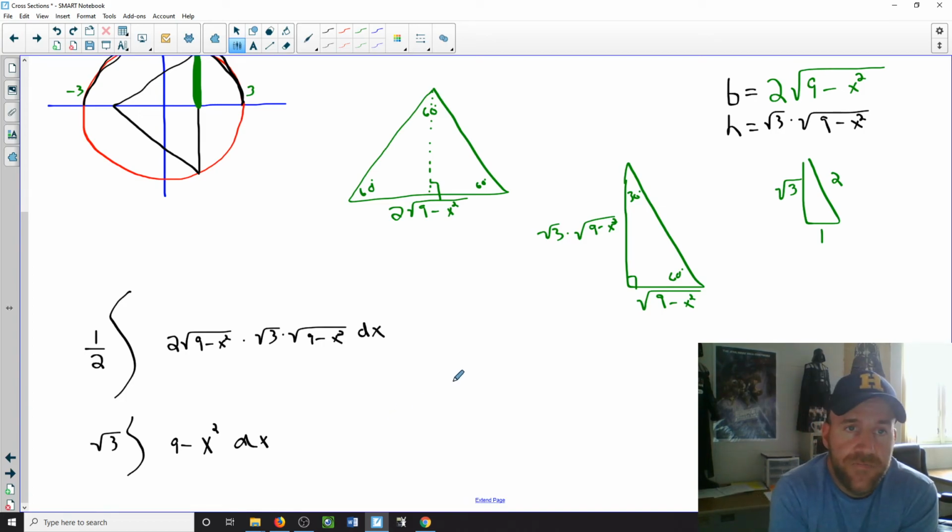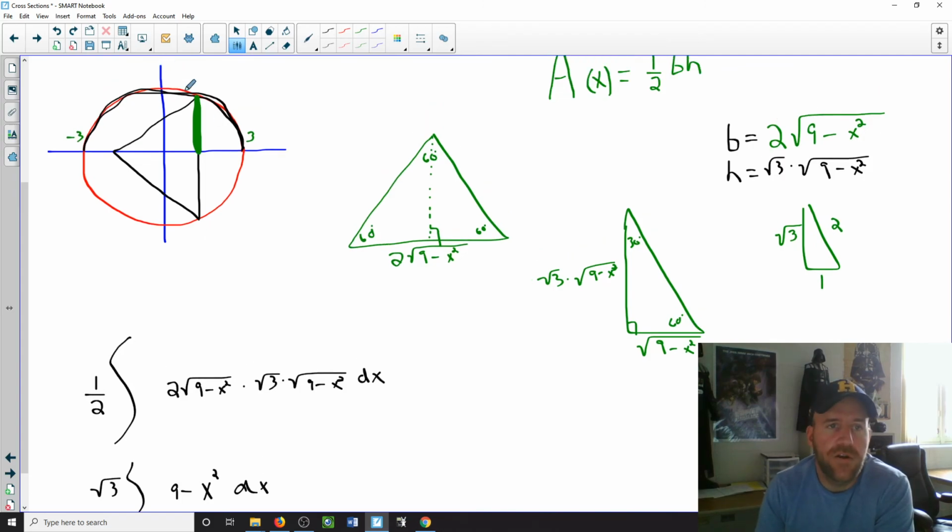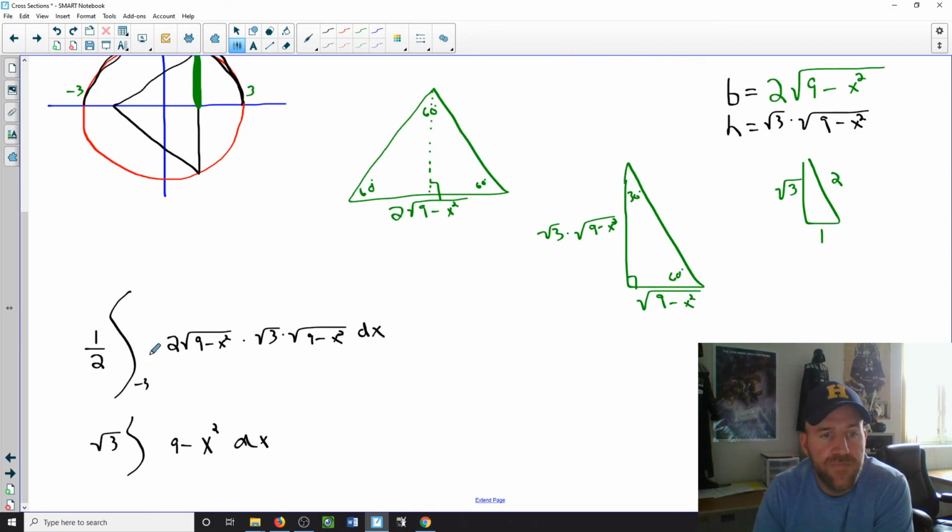Now we need to talk about our boundaries. It's usually one of the first things I do, but I wanted to come back to this. Keep in mind, we are going this entire distance. We're taking a bunch of equilateral triangles underneath the entire function. So the function's domain would be -3 to 3, and that is going to be our boundaries. Go ahead and integrate. Take your 3 and your -3, evaluate them, find the difference, and then that's it.